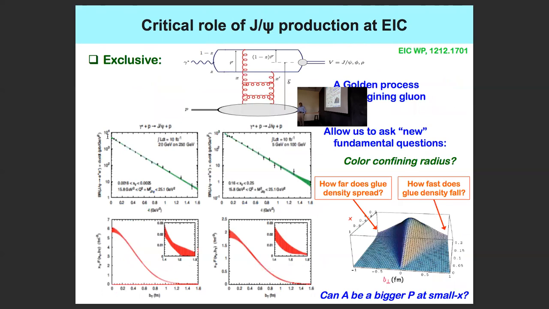You saw this on Monday, from the EIC white paper, without much explanation. You calculate these, take the cross-section, Fourier transform, and get the distributions. But from a physics point of view, I want to emphasize that the reason I show this is not to show the same plot. I'd like to understand what the physics behind the images really is.